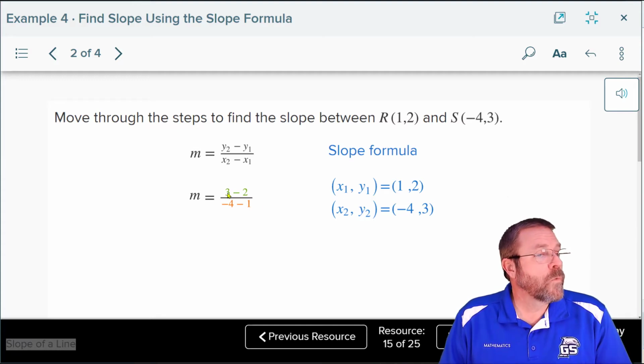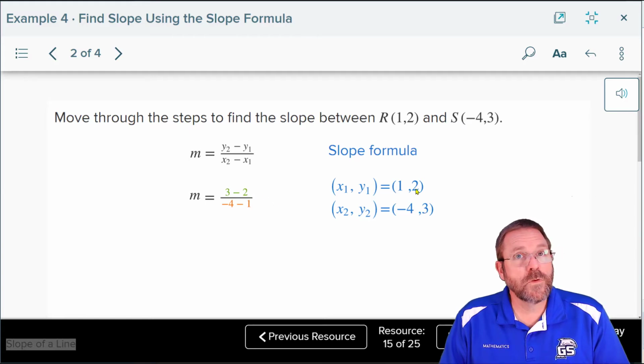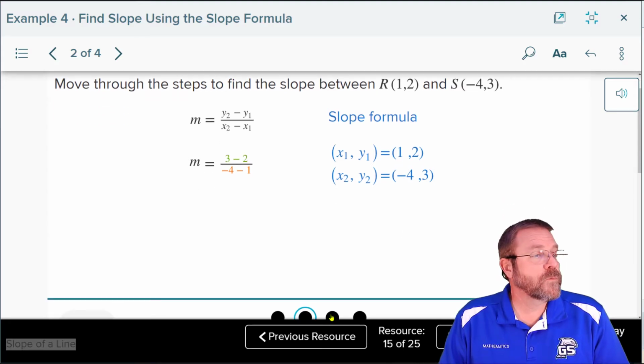So the y sub 2 is going to be this 3. The y sub 1 is going to be this 2. Your x sub 2 is going to be this negative 4. And your x sub 1 is going to be that 1. From there, of course, all you have to do is subtract.